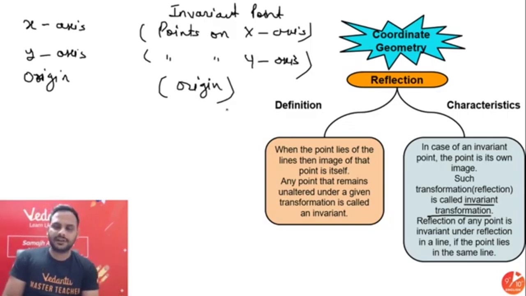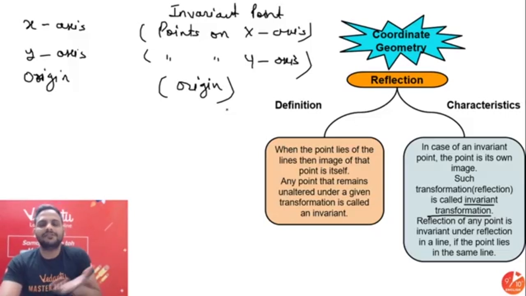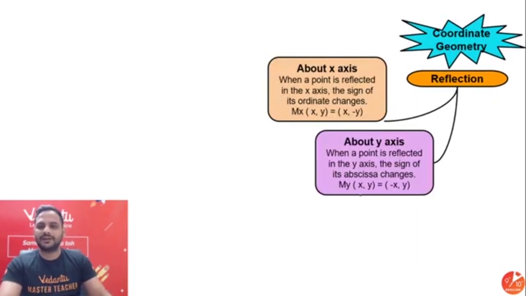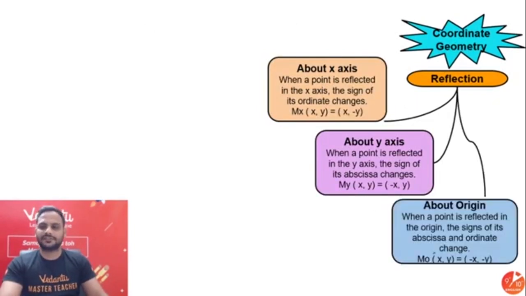Okay, so the coordinates of their reflection are exactly the same as the points' own coordinates, right? So they are called invariant points, that even after reflection the coordinates will remain the same. So about x-axis, as I told you, y coordinate will change the sign. About y-axis, x coordinate will change the sign. About origin, both will change their sign.